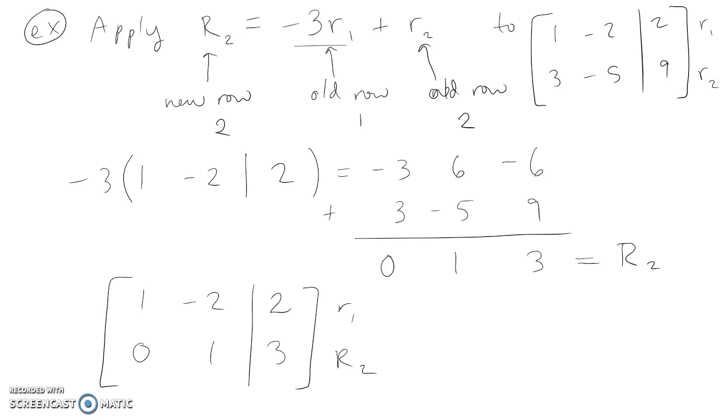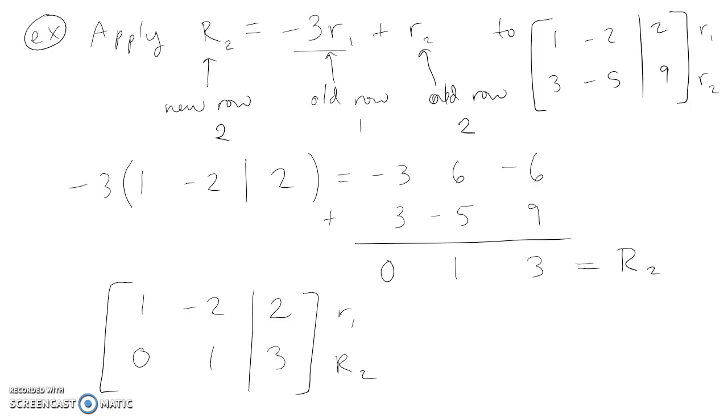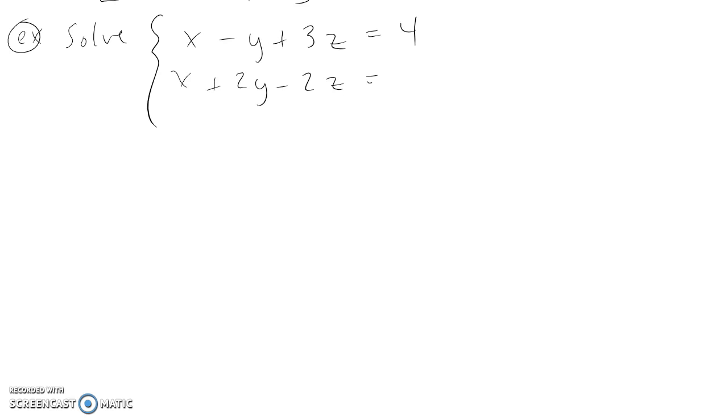Okay, so now what I'm going to do is solve a system of equations for you, and we're going to have to come up with our own row operations to make it work. Here's an example. We're going to solve the system x minus y plus 3z equals 4, x plus 2y minus 2z equals 10, and 3x minus y plus 5z equals 14 using a matrix.